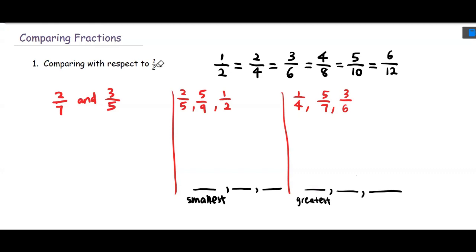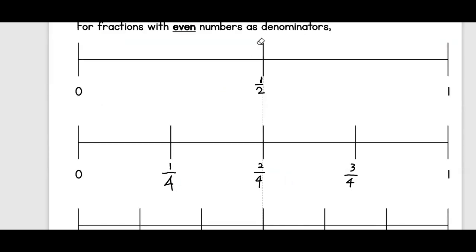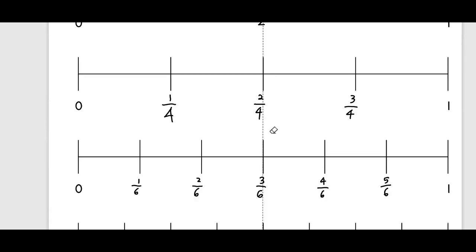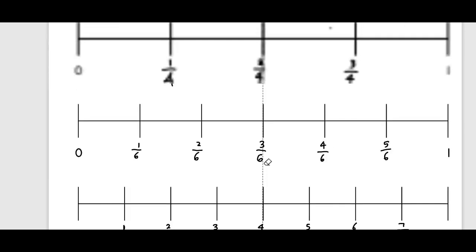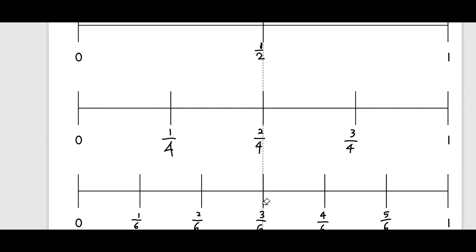So for example, if I'm looking at my number lines with even denominators, we can tell that all these fractions on the vertical dotted line are all equivalent fractions. So half, 2/4, 3/6, 4/8, 5/10, 6/12, they are all equivalent fractions of half, which is why they are on the same vertical dotted line. Any fraction that is on the left will be smaller than half, and any fraction that is on the right will be greater than half. This is because just like any number line, fractions on the left are always smaller than fractions on the right.